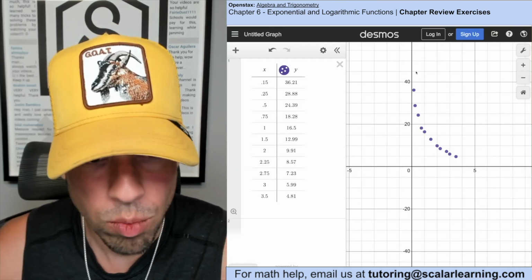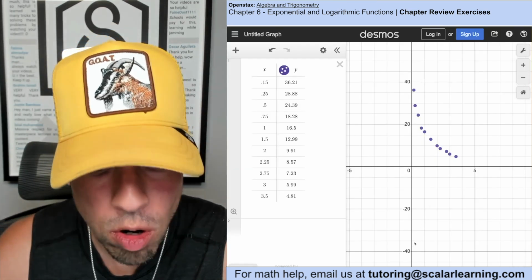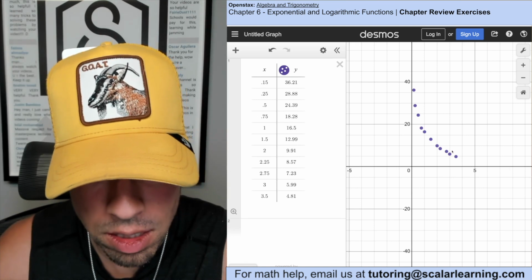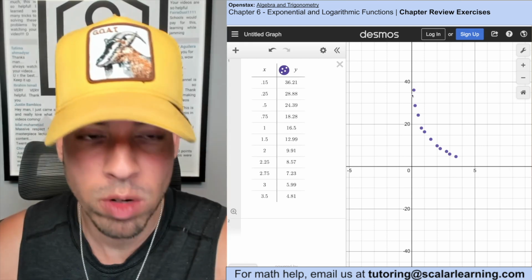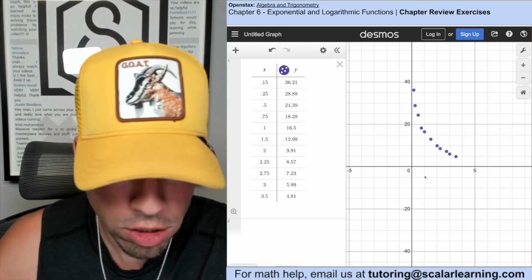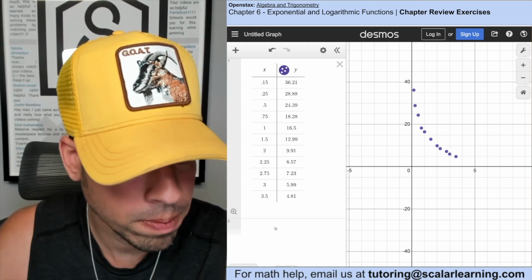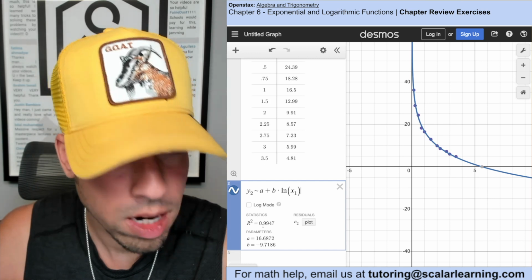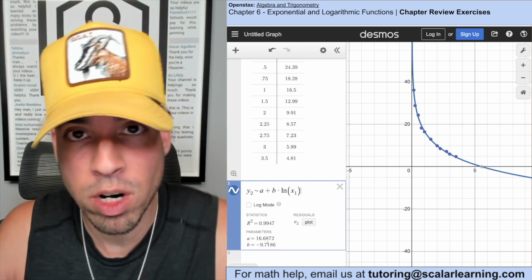So as we plot this out, we get this function. Now, a typical logarithmic might go up like this, but this could still be a logarithmic just inverted, right? With a reflection across the y-axis. So I'm going to go with a logarithmic model. So here when we run it, these are the constants we get. And this is how you run a regression model in Desmos.